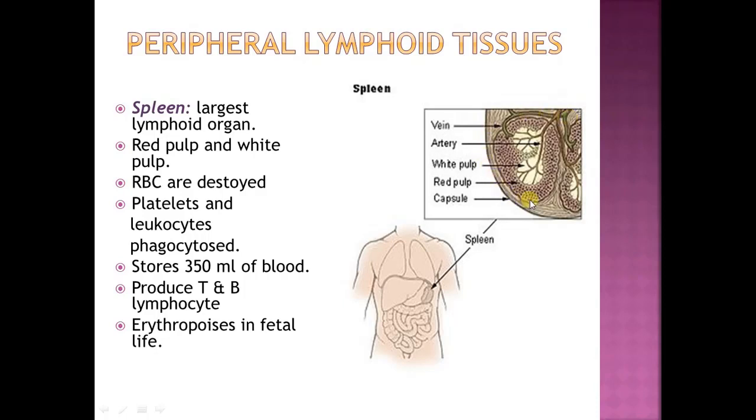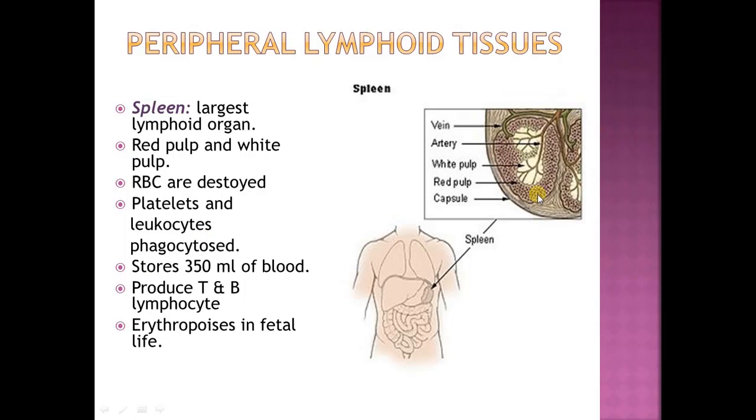Not only that, the spleen is also involved in the destruction of RBCs in adult postnatal life, but in the fetus it is the active site of production of RBCs. Here it is actually erythrolysis. Then what happens? It separates the bilirubin from the heme. Bilirubin is sent to the liver. Not only that, platelets and leukocytes are also phagocytosed here, the worn out cells.